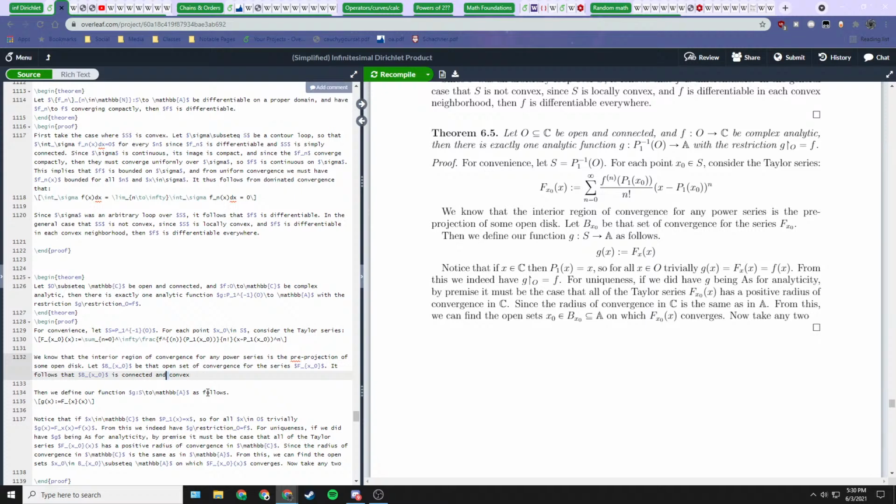Actually, let me just say b sub x0 is convex and contains both x0 and p sub 1 of x0.